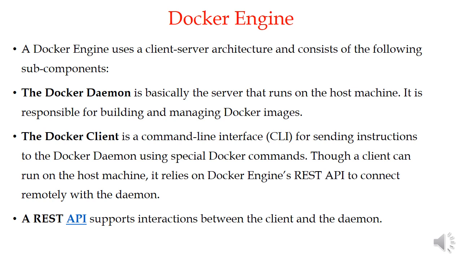A Docker daemon is basically a server that runs on the host machine. It is responsible for building and managing Docker images. The Docker client is a command line interface for sending instructions to the Docker daemon using special Docker commands. The client can run on a host machine. It relies on Docker's REST API. The REST API supports interaction between the client and the daemon.